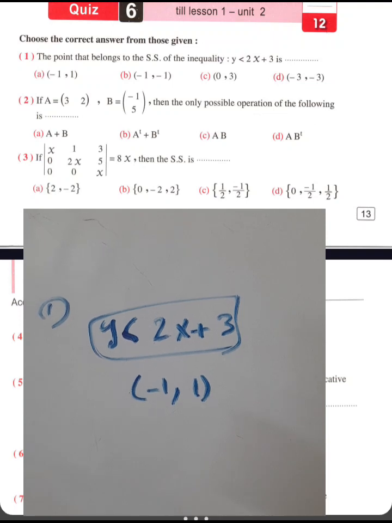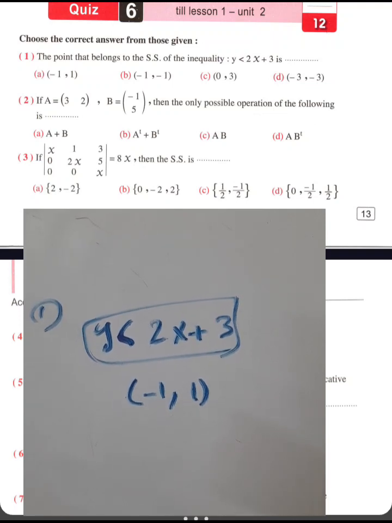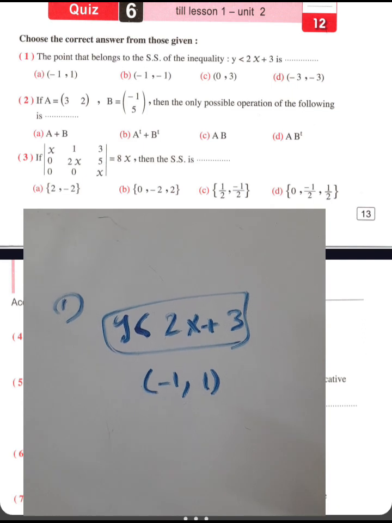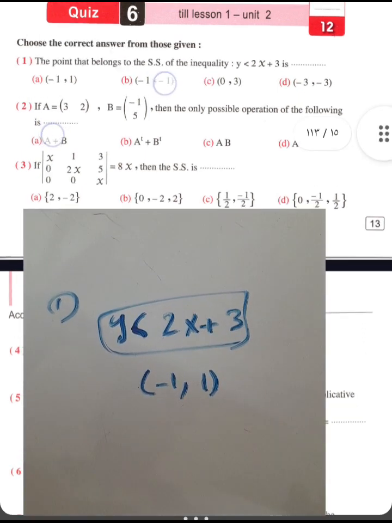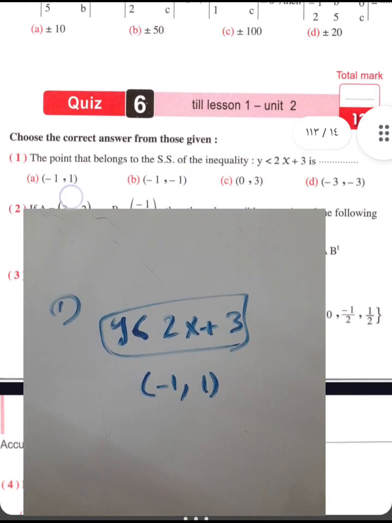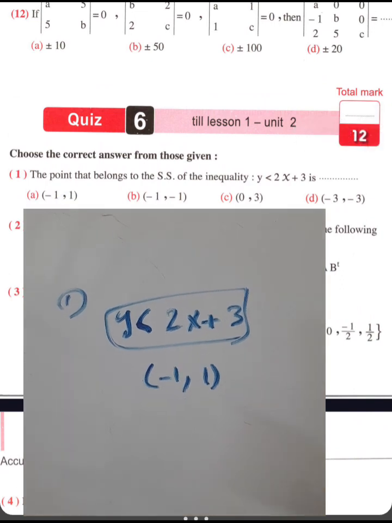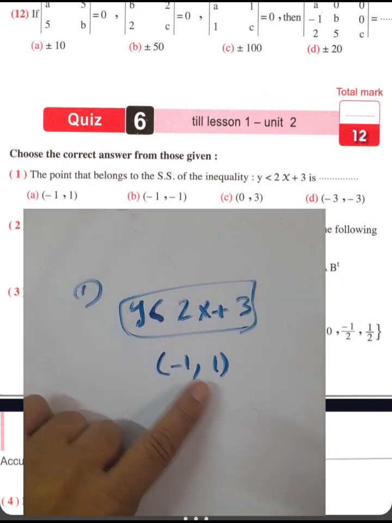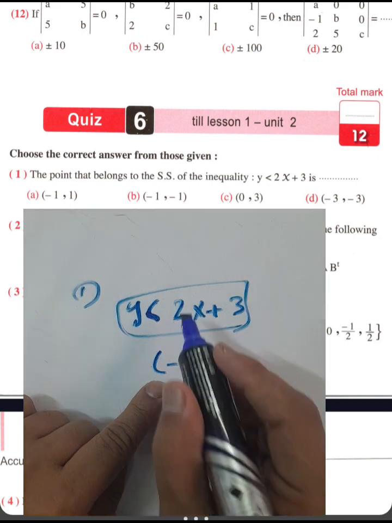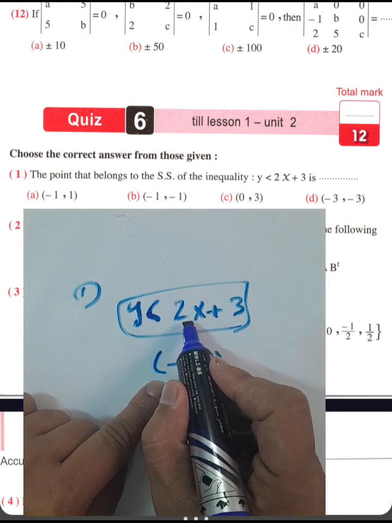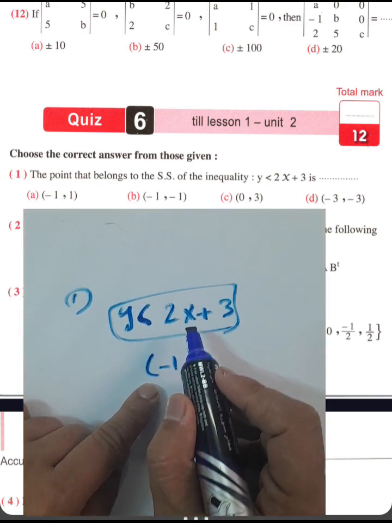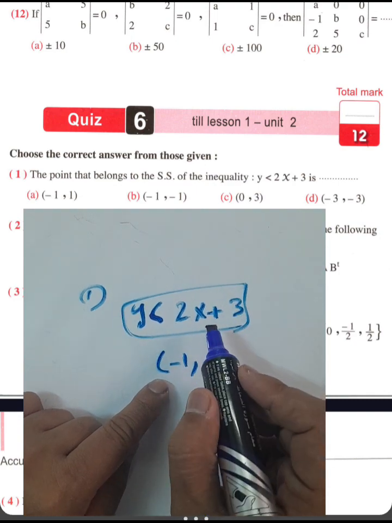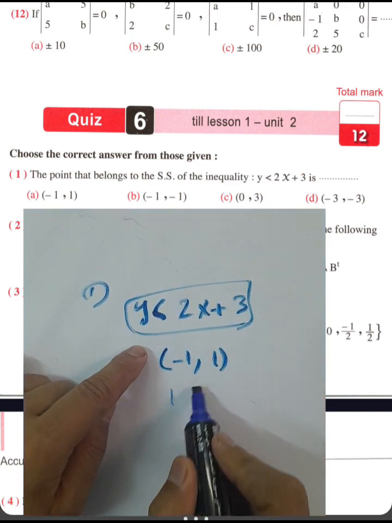Today we'll solve quiz 6 till lesson 1 unit 2 from المعاصر book page 13. The point that belongs to the solution set of the inequality y less than 2x plus 3 is what? We have negative 1 and 2, but x equals negative 1 here, negative 1 times 2 is negative 2, negative 2 plus 3 equals 1, then y, 2, less than 1, so false.